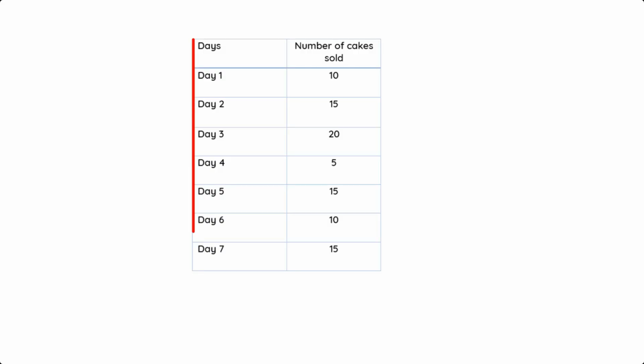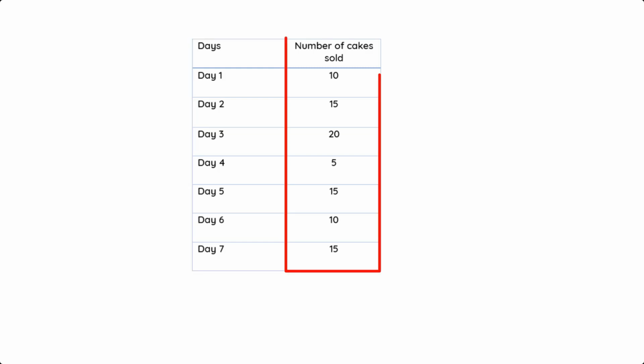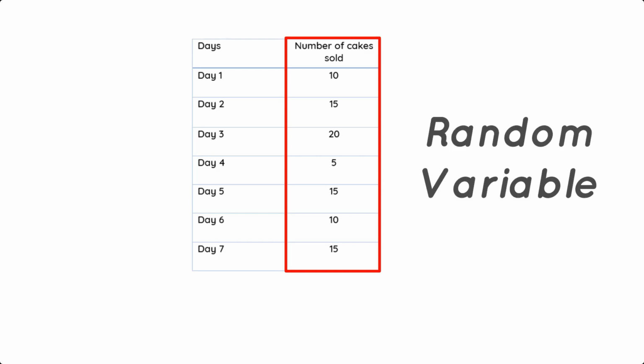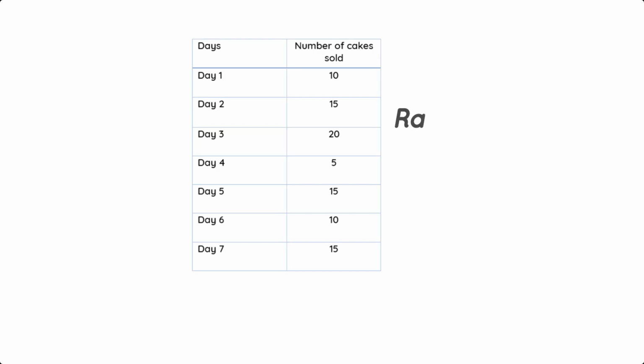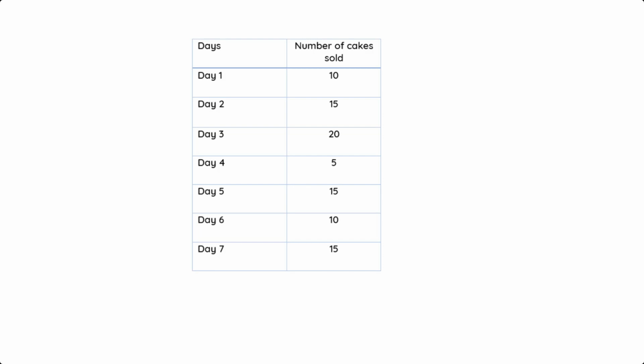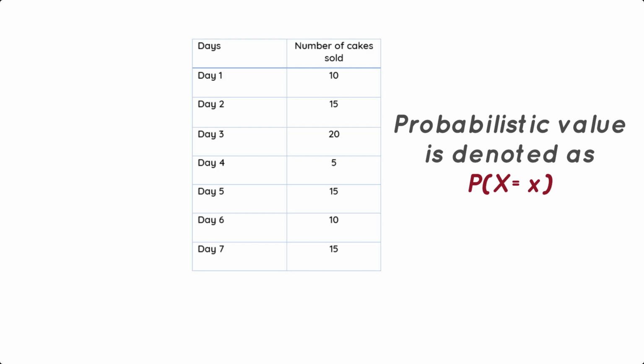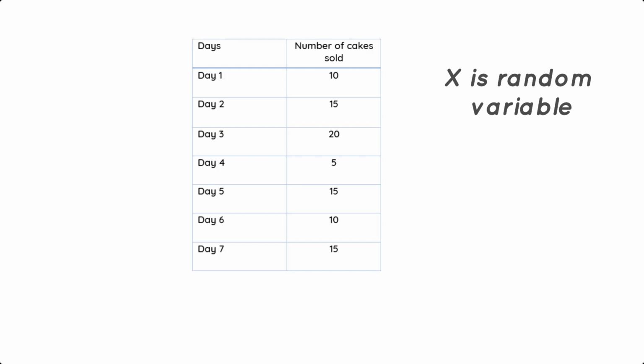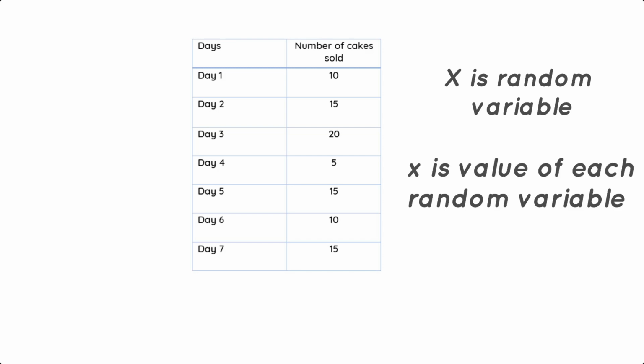As you can see, we have the number of days. We have day 1, day 2, day 3 down to day 7, and we have the number of cakes that he sells on each day, which is the random variable that we are interested in. Please note that the random variable is usually denoted with an uppercase X, and the probabilistic value attached to any random variable is denoted as P(X = x), where the uppercase X represents the random variable and the lowercase x represents the value of the random variable.